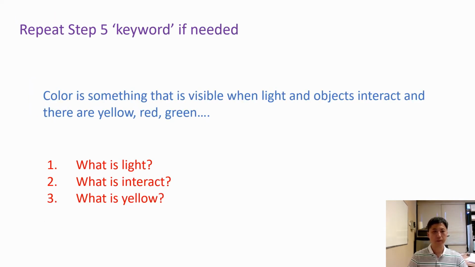Now, next. You have to use all the keywords, right? You have to find keywords like light and red and green, and you just use the questions to define them. You have to repeat until you cannot do anymore. You have to do everything. This is why this is called building concept.